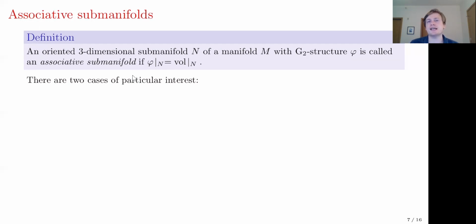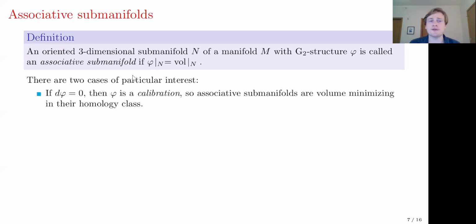There are two particularly interesting cases, depending on what we can say about the G2 structure phi itself. The first case is if phi is what we call a closed G2 structure, so that d phi is 0. Then phi defines what's called a calibration. In this case, associative submanifolds will be calibrated submanifolds, and that actually forces them to be volume minimizing in their homology class, which is a very interesting property. So when the G2 structure is closed, these associative submanifolds are minimal submanifolds because they satisfy an even stronger condition, that they're volume minimizing in their homology class.